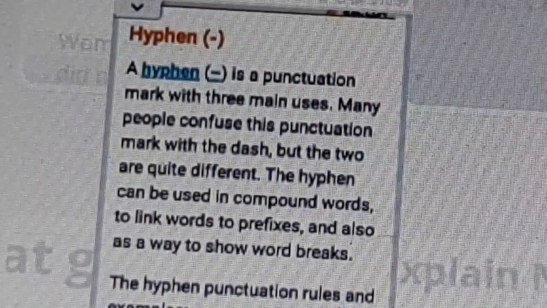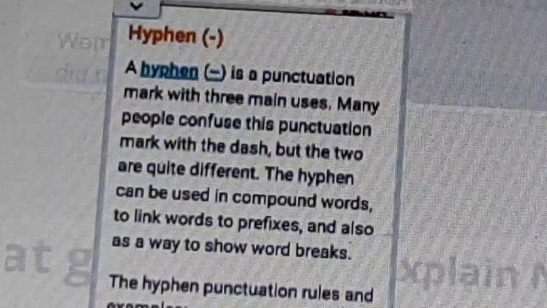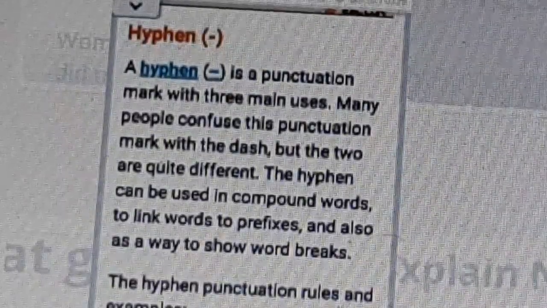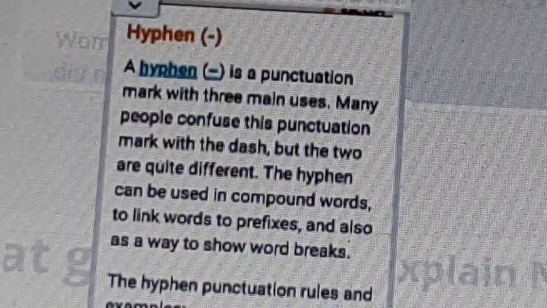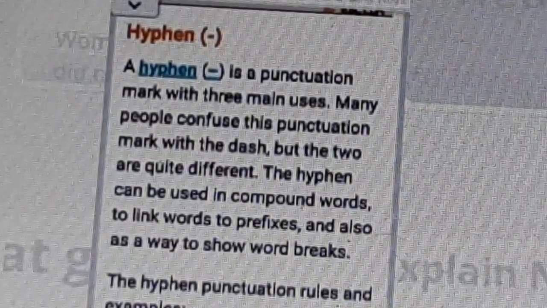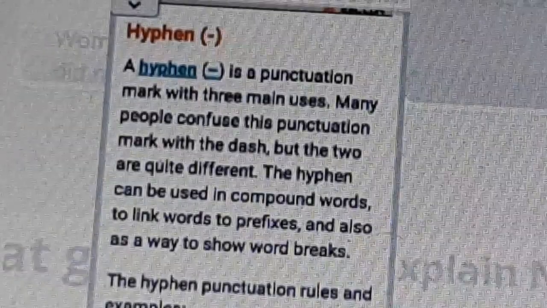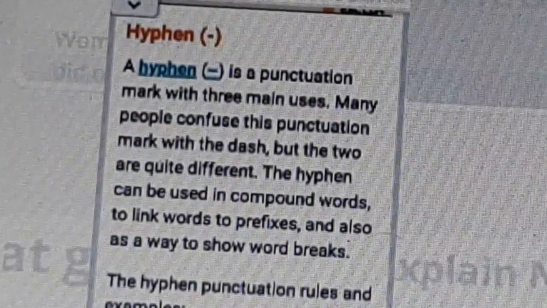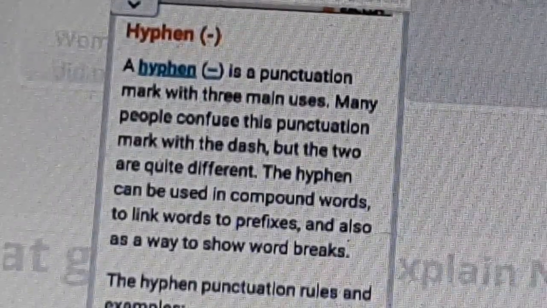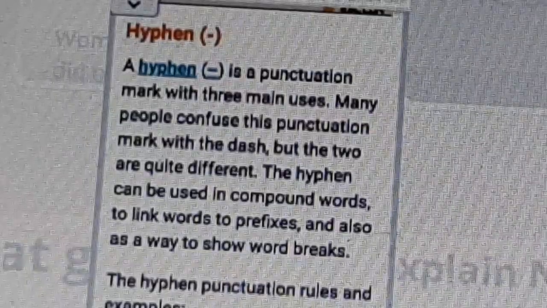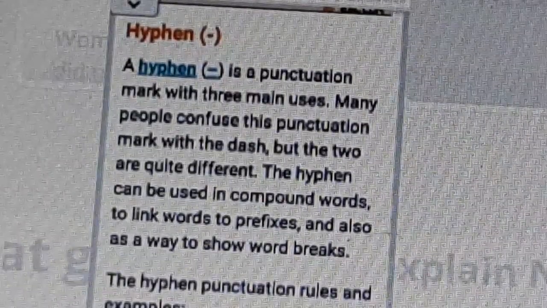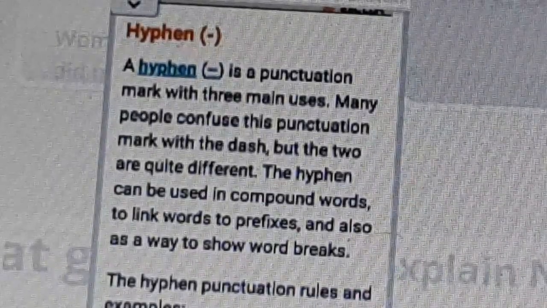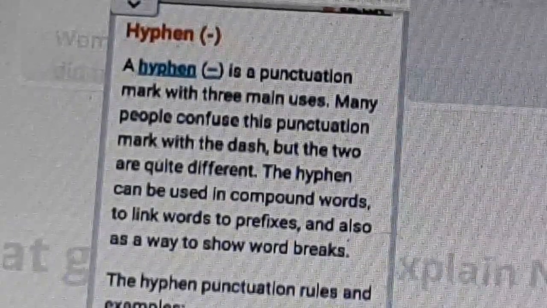Hyphen. Hyphen is a punctuation mark with three main uses. Many people confuse this punctuation mark with the dash, but the two are quite different. The hyphen can be used in compound words to link words to prefixes and also as a way to show the word breaks. The hyphen punctuation rules and examples.